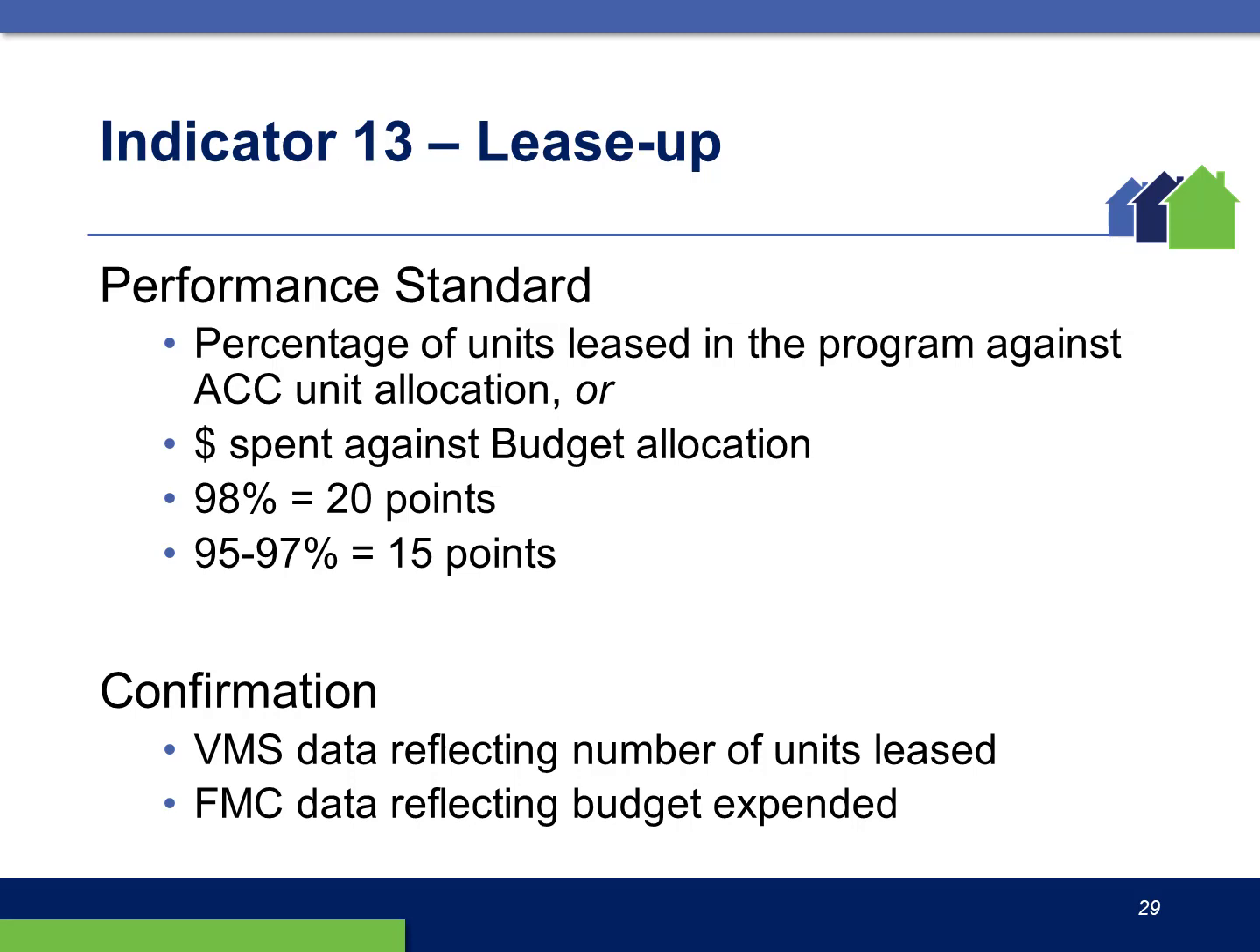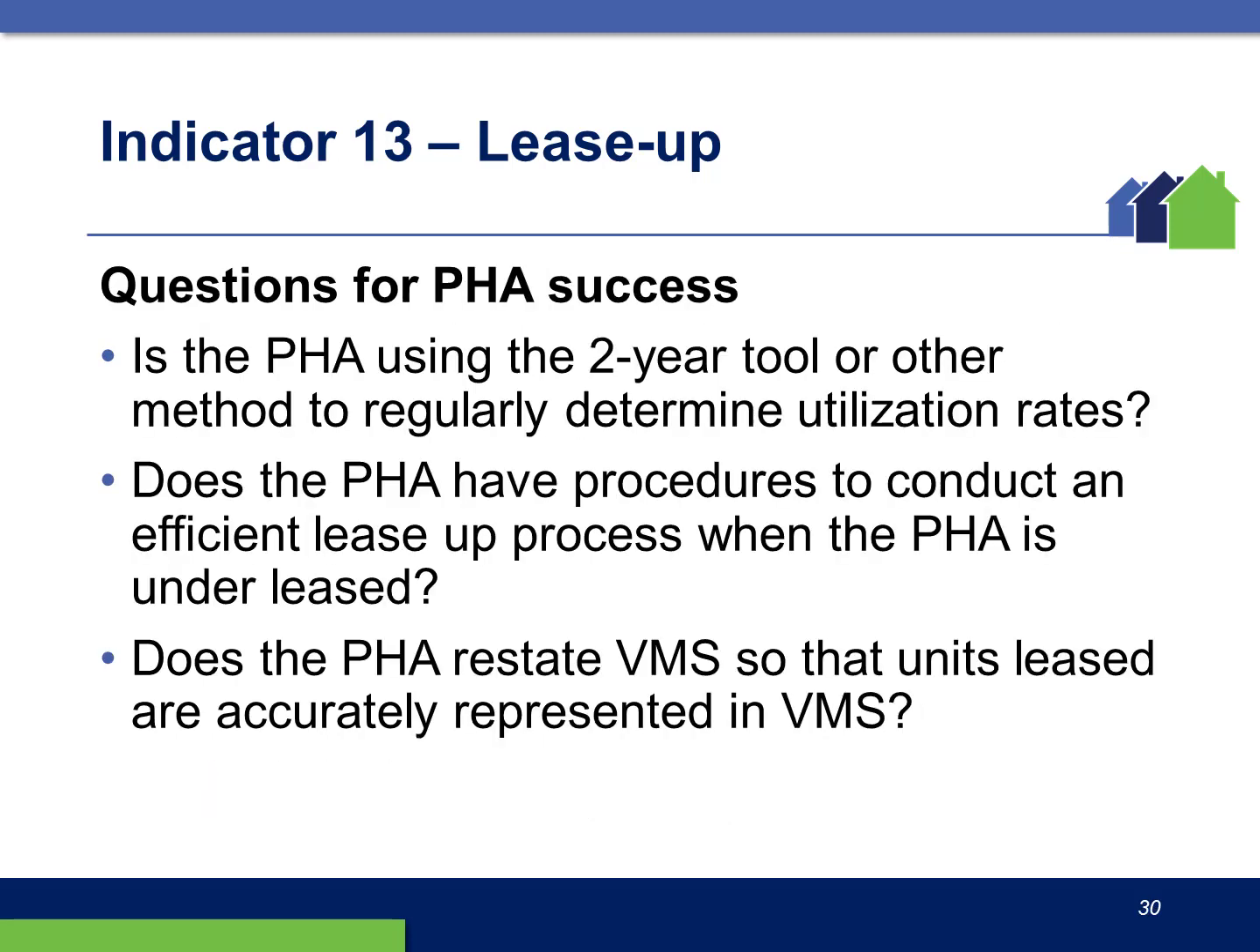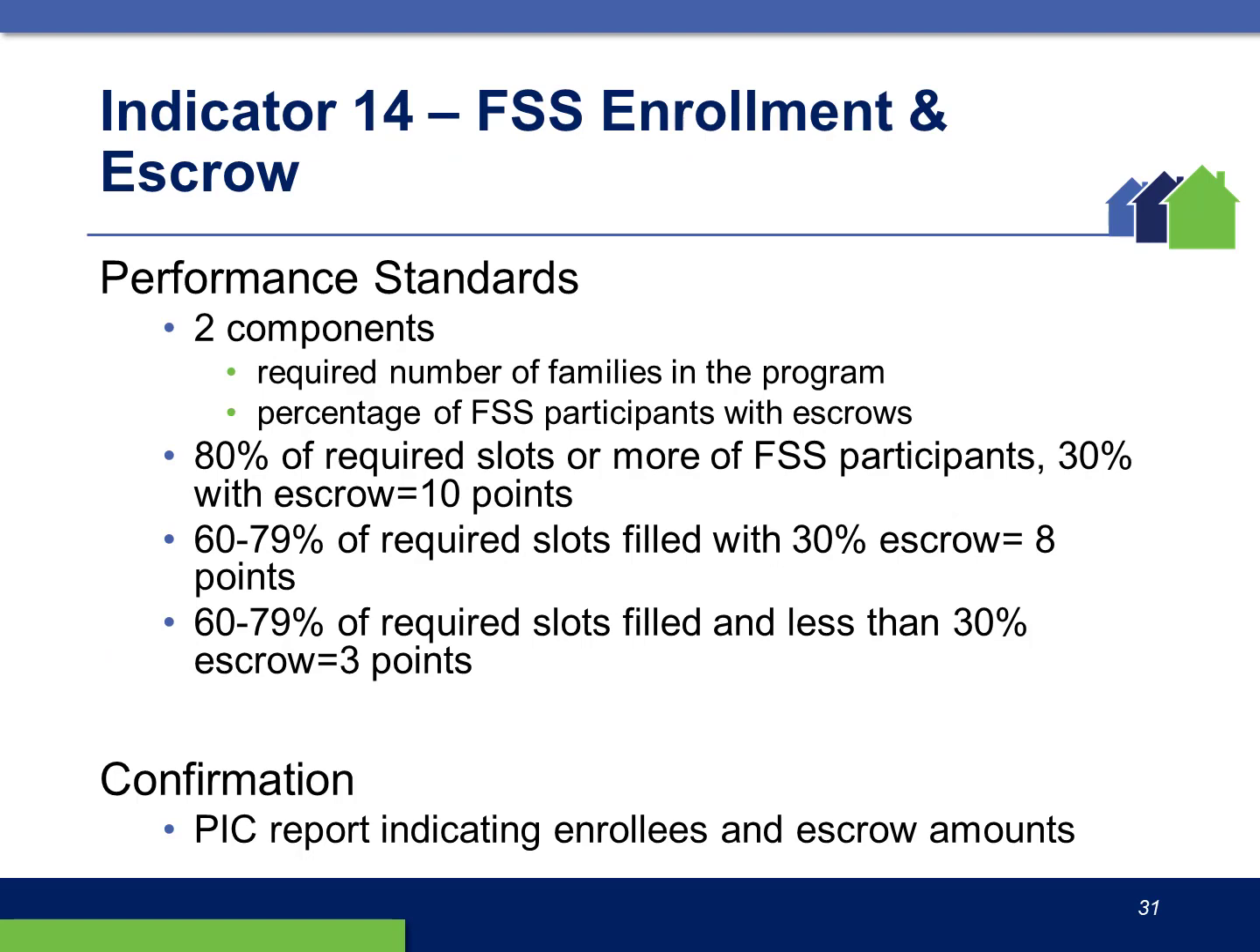budget expended. The questions for success on Indicator 13 include: is the PHA using the 2-year tool regularly to determine utilization rates? Does the PHA have procedures to conduct an efficient lease-up process when the PHA is underleased? Does the PHA restate VMS so that units leased are accurately represented in VMS?